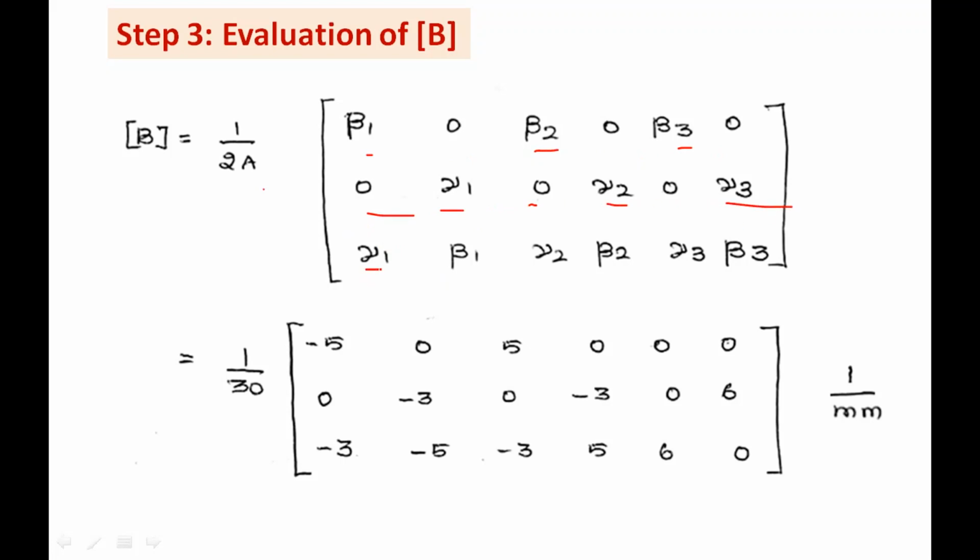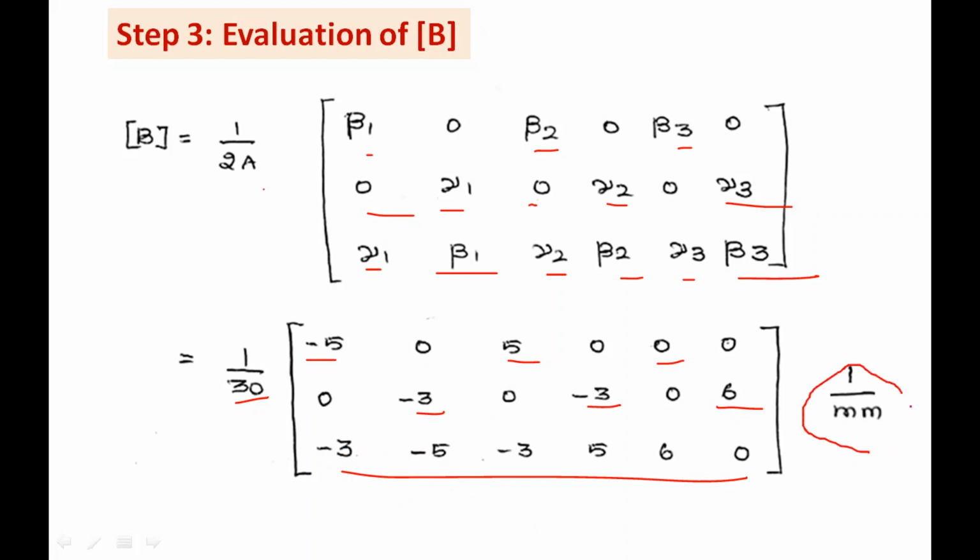Third row, gamma 1 beta 1, gamma 2 beta 2, gamma 3 beta 3. Now substitute all the values evaluated. 2A is 30 and this is beta 1, beta 2, beta 3. Gamma 1, gamma 2, gamma 3. Here we are substituting that value. Beta and gamma will be interchanged in the third row. Unit of the B matrix is 1 by mm.